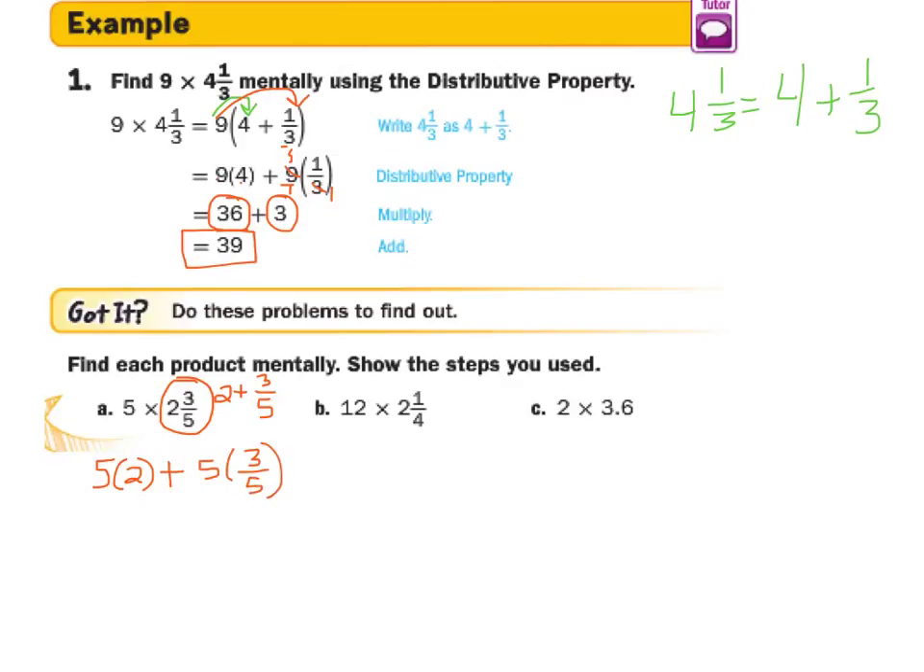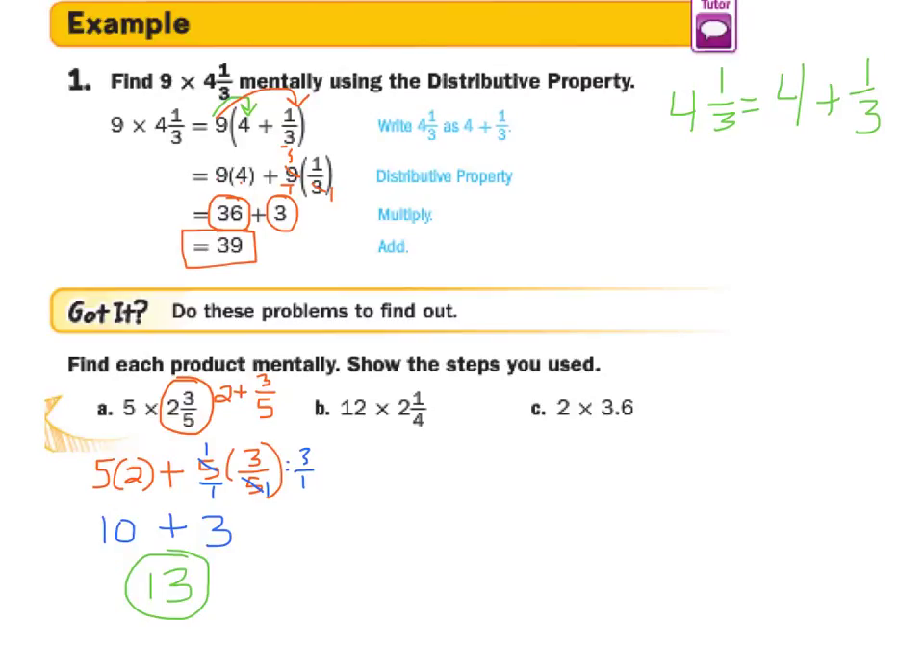So 5 times 2 is 10, and if we sneak this over 1, the 5's cancel. We get 1's instead when we divide by 5, so 3 times 1 is 3 over 1, or 3. So our final answer is 13.